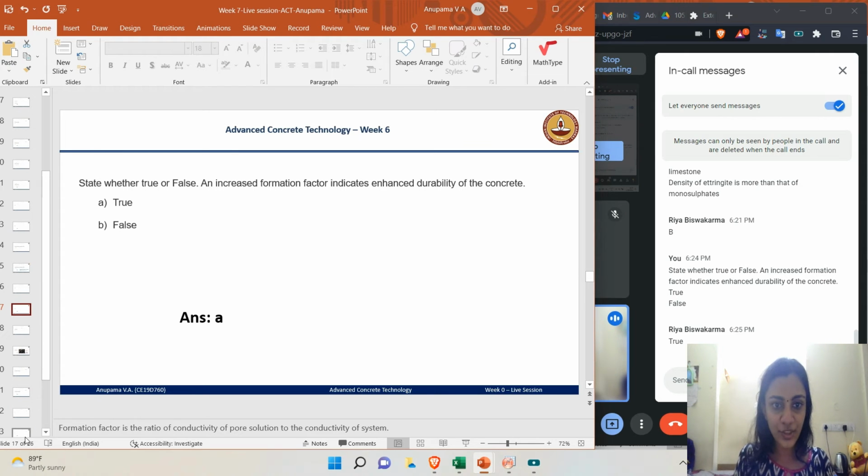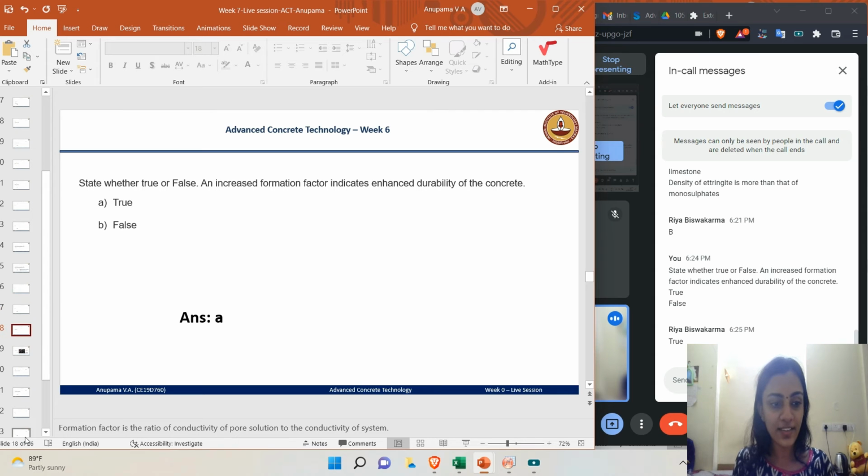Because formation factor is the ratio of conductivity of the pore solution to the overall conductivity of the system. So increased formation factor means the overall conductivity of the system is much lesser, which means the system is much compact. There's not much of pores, etc. So as a result, the system is much compact and it has very less conductivity as a whole. As a result, the formation factor is much higher. In that case, durability of the concrete increases because the interconnectivity of the pores is lesser.